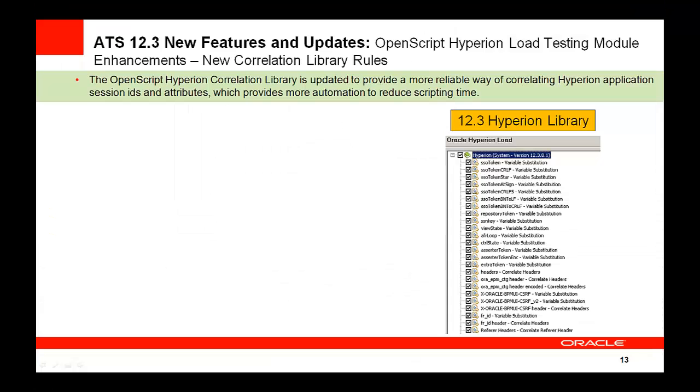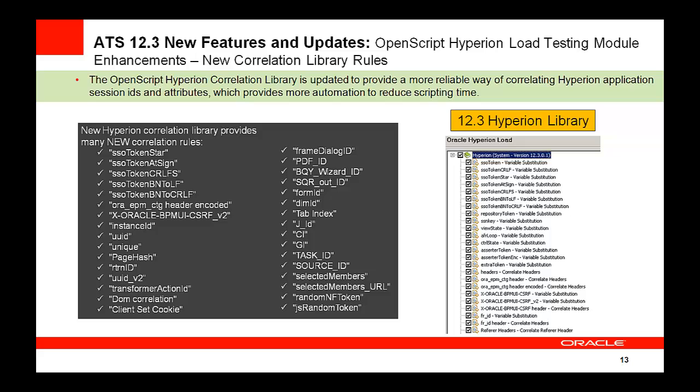In 12.3, there are a lot of new rules added to the Hyperion correlation library. In 12.2, there were 22 correlation rules, and in 12.3, there are 54 correlation rules for Hyperion. The reason for this is we have taken the feedback from our own Hyperion load testing team and made the correlation more robust and automated to ensure a smooth playback. You can check out the new Hyperion correlation rules by opening or creating a new Hyperion load test script and going to OpenScript Preferences to see the details.